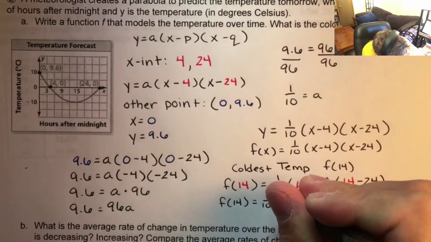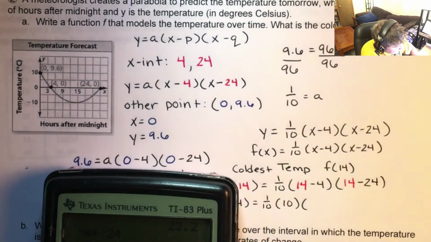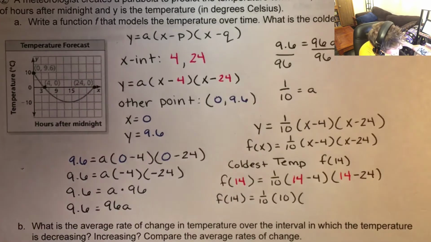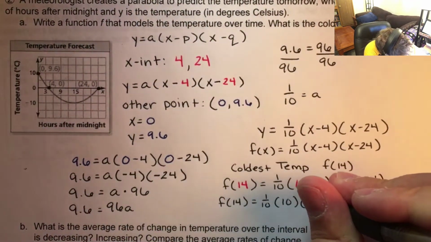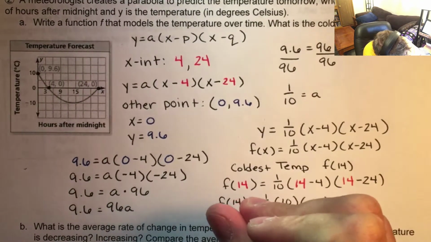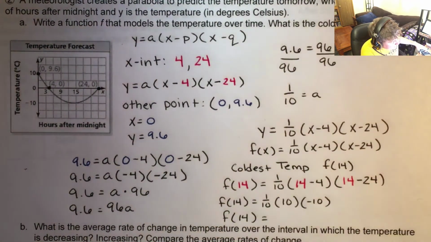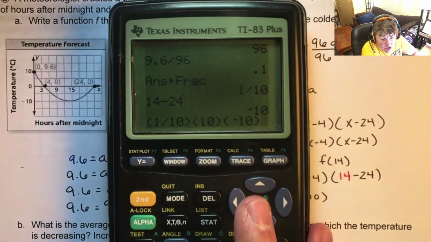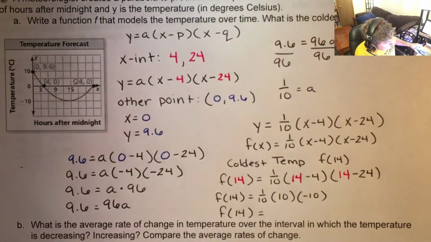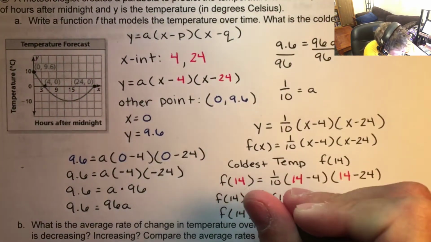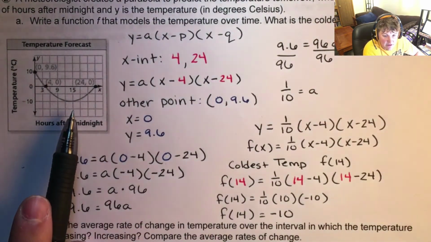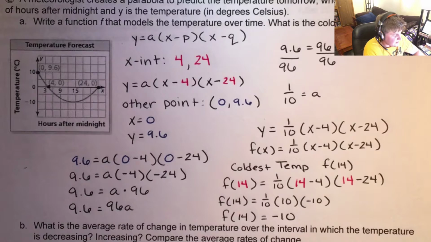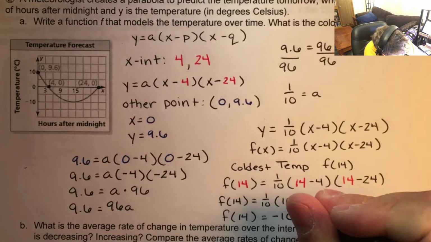So that means f of 14, the function when x is 14, is 1/10 of 10 times, I think that's negative 10. I'm just double checking. It is. Okay, and then so f of 14 is equal to, let's go ahead, just throw that in our calculator. 1/10 times 10 times negative 10. Hopefully you're identifying that this is just going to be negative 10, which is kind of what we thought it was going to be. But that's just good, it's confirming our original thoughts as true. Okay, so our coldest temperature is negative 10 degrees Celsius.